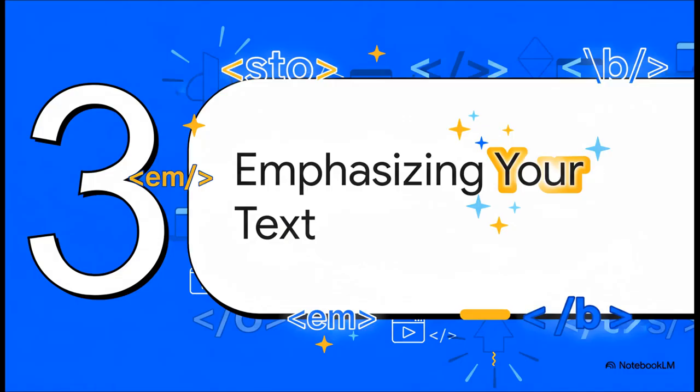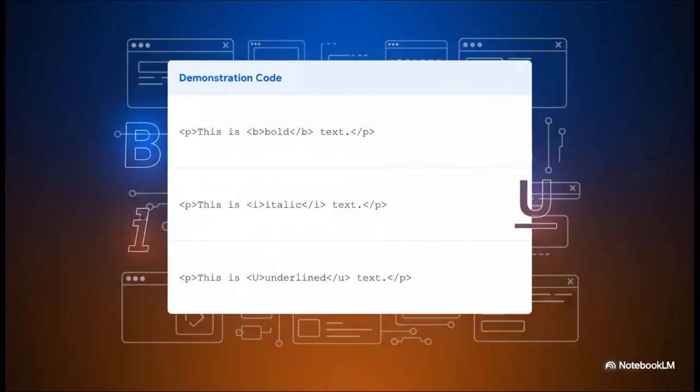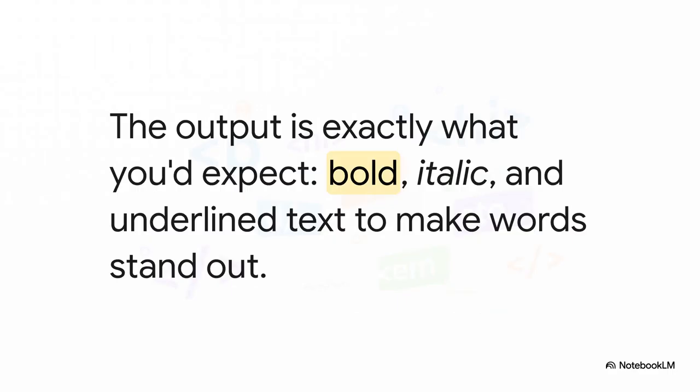All right, let's zoom in a bit. How do we make specific words or phrases really stand out inside our paragraphs? Well, we need to add a little emphasis. So here are 3 super basic but really powerful tags. B makes your text bold, I makes it italic, and U, well, it gives it an underline. And the output is exactly what you'd expect. It's just a simple, direct way to add that visual emphasis right where you need it.